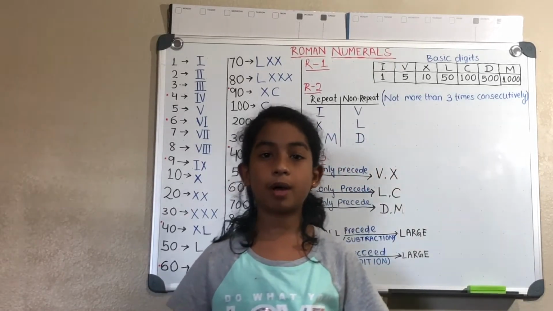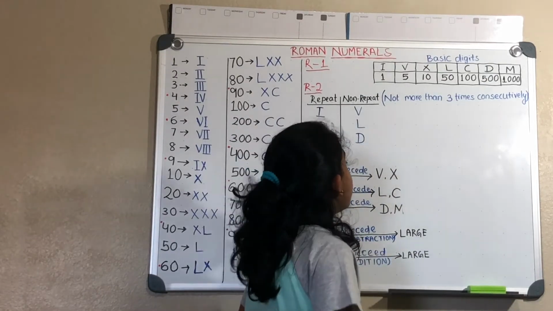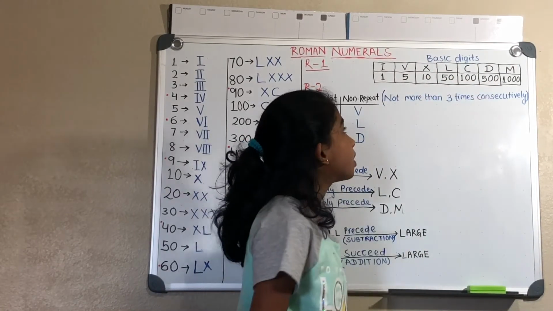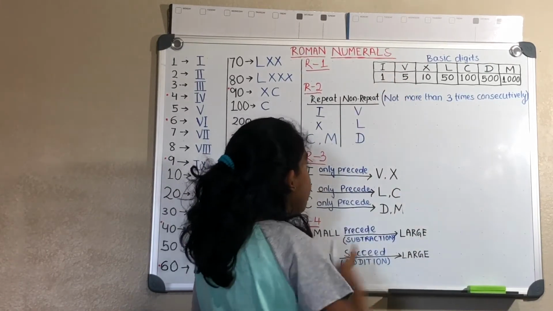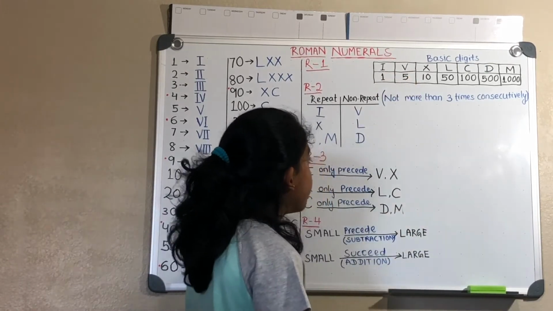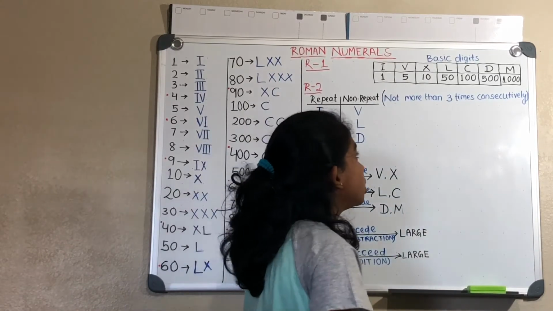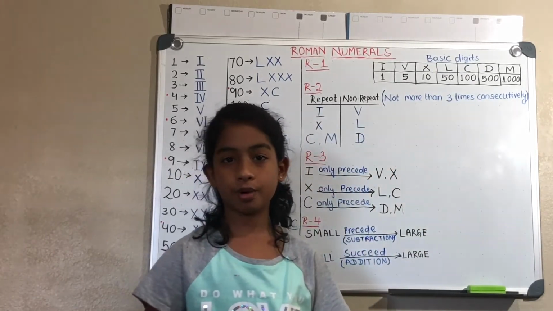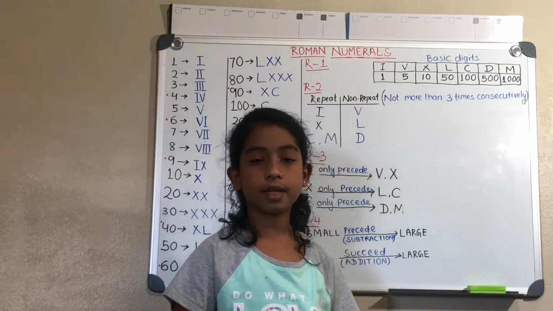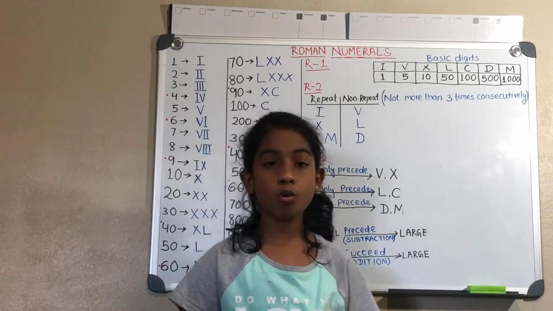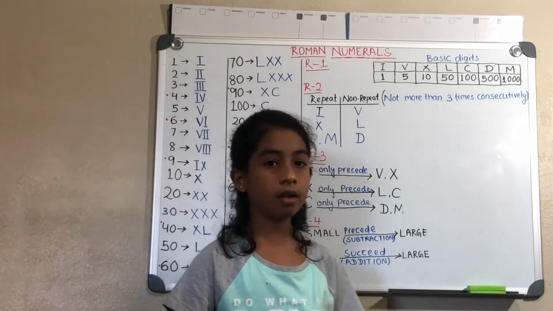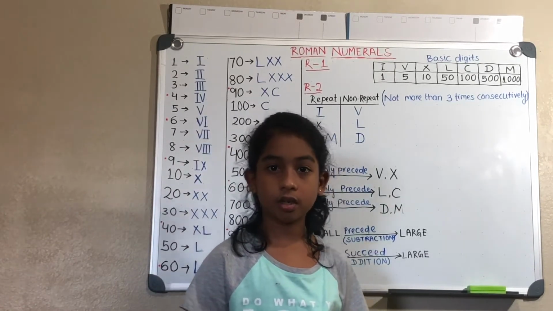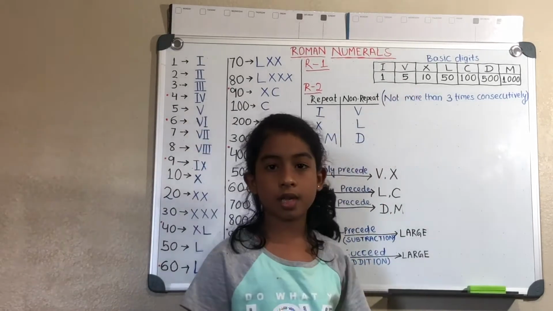So now let's discuss some basic digits. The basic digits are I, V, X, L, C, D, and M. I represents 1, V represents 5, X represents 10, L represents 50, C represents 100, D represents 500, and M represents 1000. In the basic digits, there's one thing to remember: there is no zero in the Roman numerals' basic digits, unlike Arabic numbers where you have 0 as a digit. In Roman numbers you don't have it, that's why you start from 1.